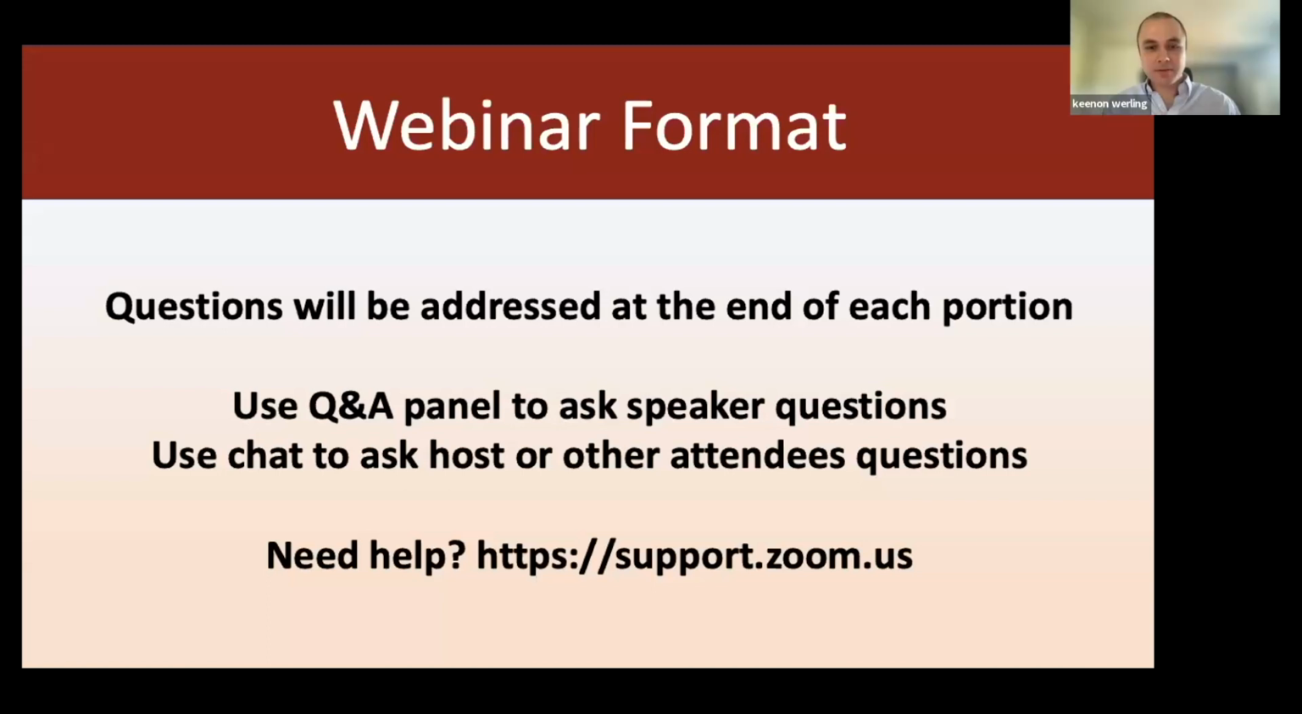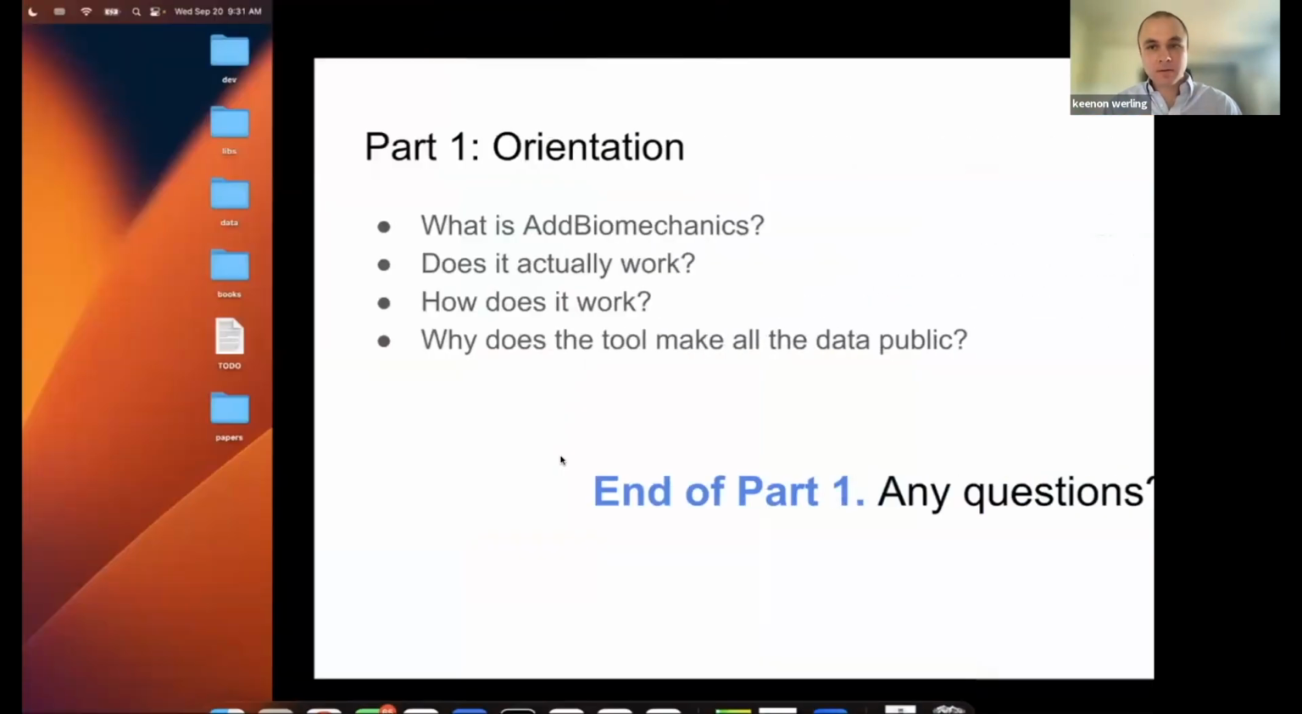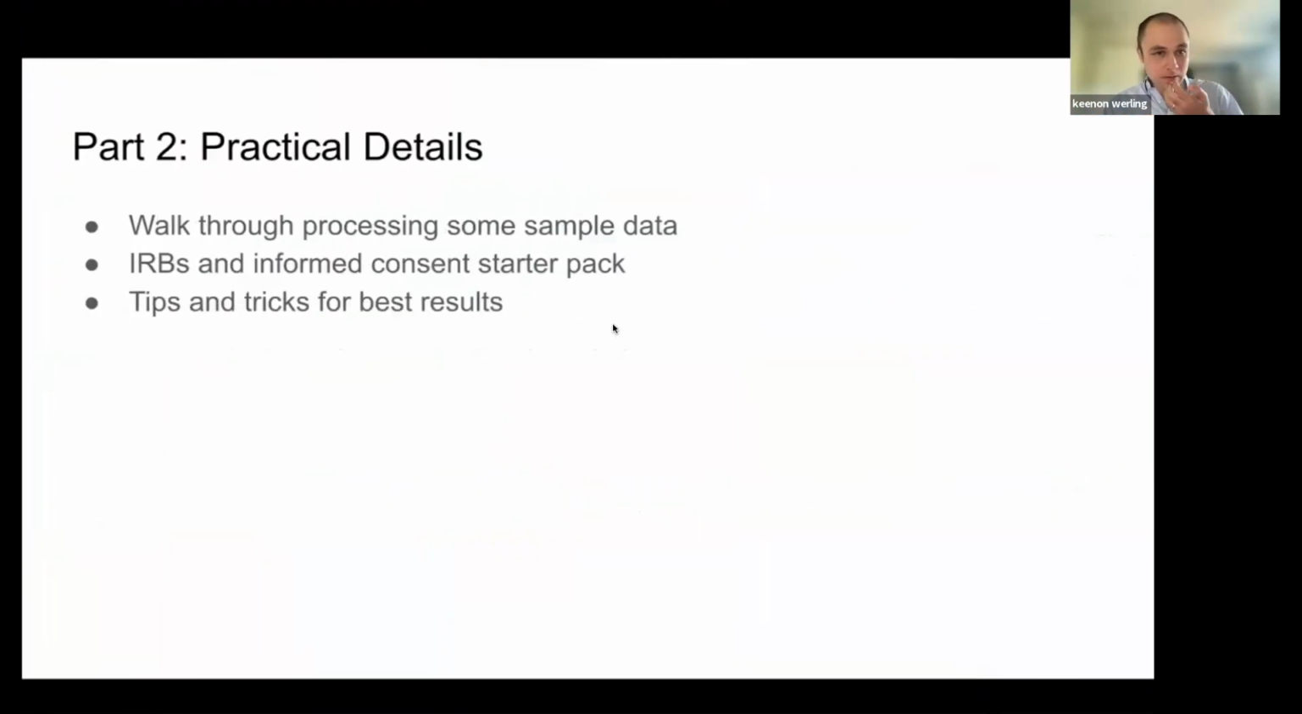Okay, will do. Let me share my screen again. All right, so part 2, practical details. We're just going to do 3 things here. We're going to walk through processing some sample data, and then we're going to talk about IRBs and informed consent and a little starter pack we've put together for this. And then we're going to finish up by talking about tips and tricks for best results.